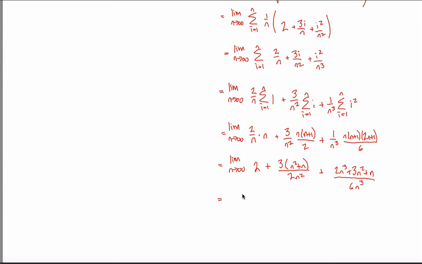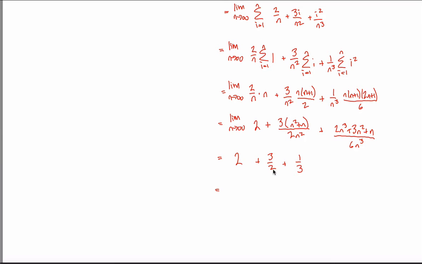So evaluating this limit, nothing to do with the 2. It's just a 2. Here, if I divide everything by n squared, this is a 1, this is a 0, this is a 2. So I get 3/2. And here, if I divide everything by n cubed, this is a 2, this is a 0, this is a 0, and this is a 6. So I get 2/6, in other words, 1/3.